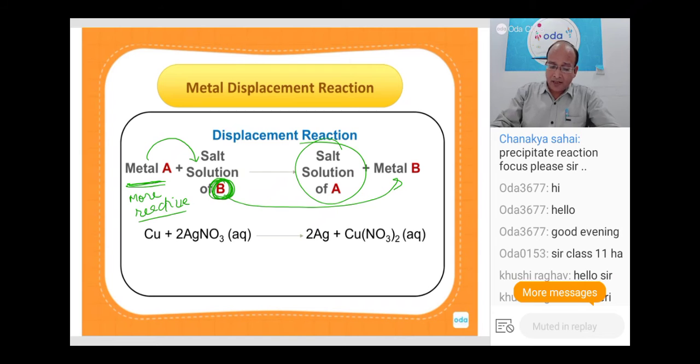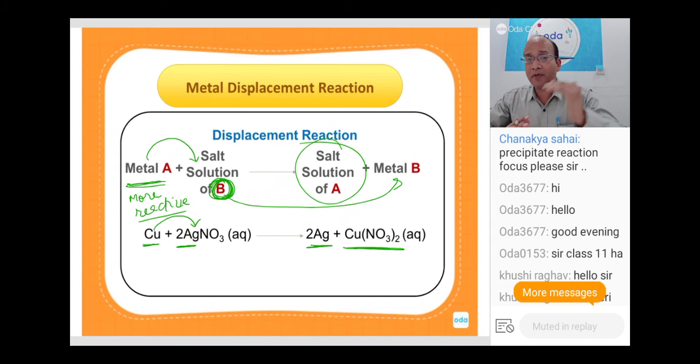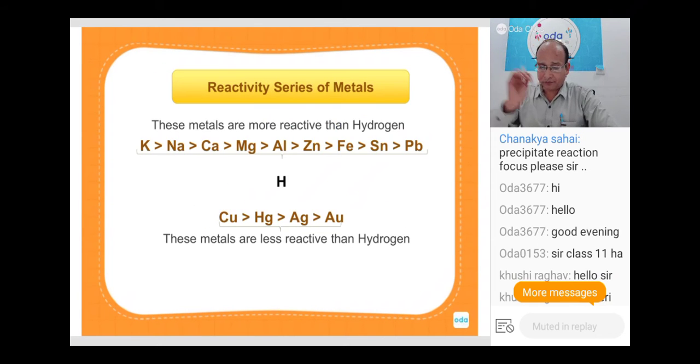Okay, beta. Copper is more reactive than silver. If you put copper in AgNO3, what will happen? It will displace silver. Silver will be deposited and copper will form the nitrate. Copper is more reactive, so it will get into the solution. Silver will get deposited and the solution will turn blue. समझ आ गया सबको? I hope this is clear to everyone.